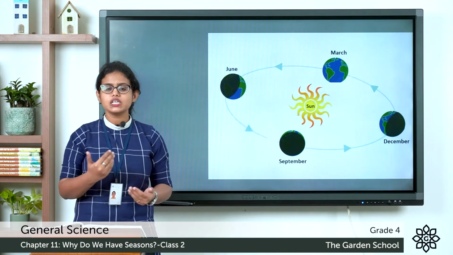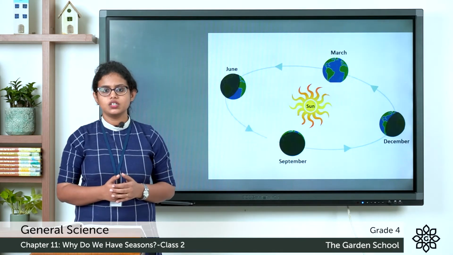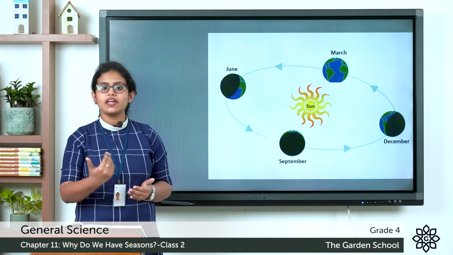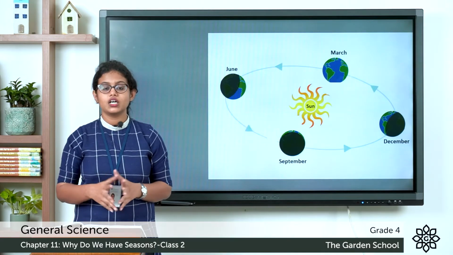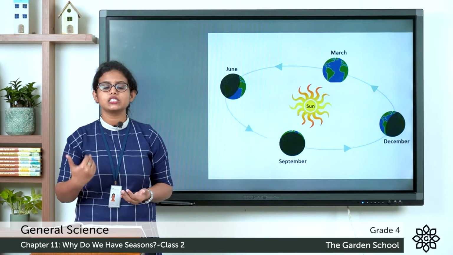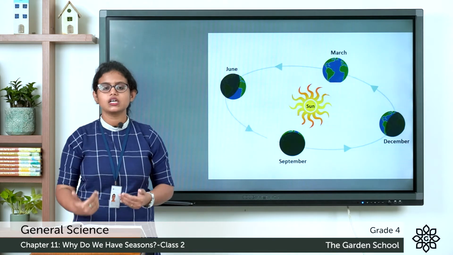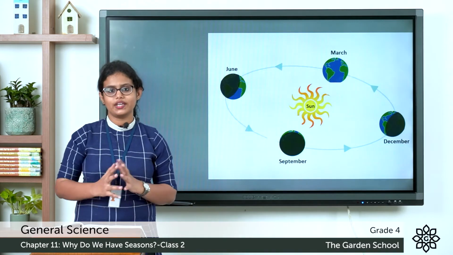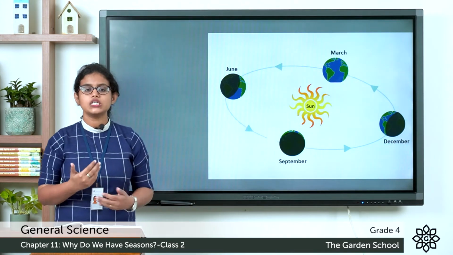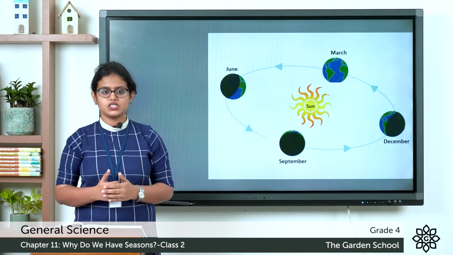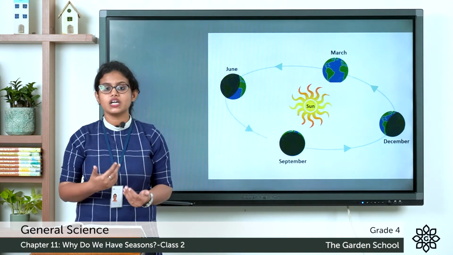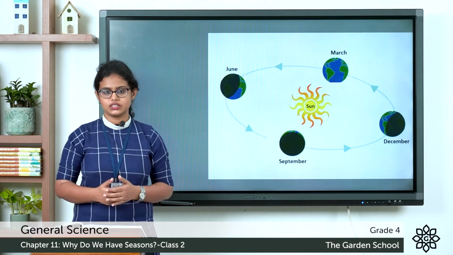At the same time of the year, the lower half, which is away from the sun, receives less light and heat. And that part will have winter. So this is how seasons happen. Seasons are caused by the revolution of the earth.